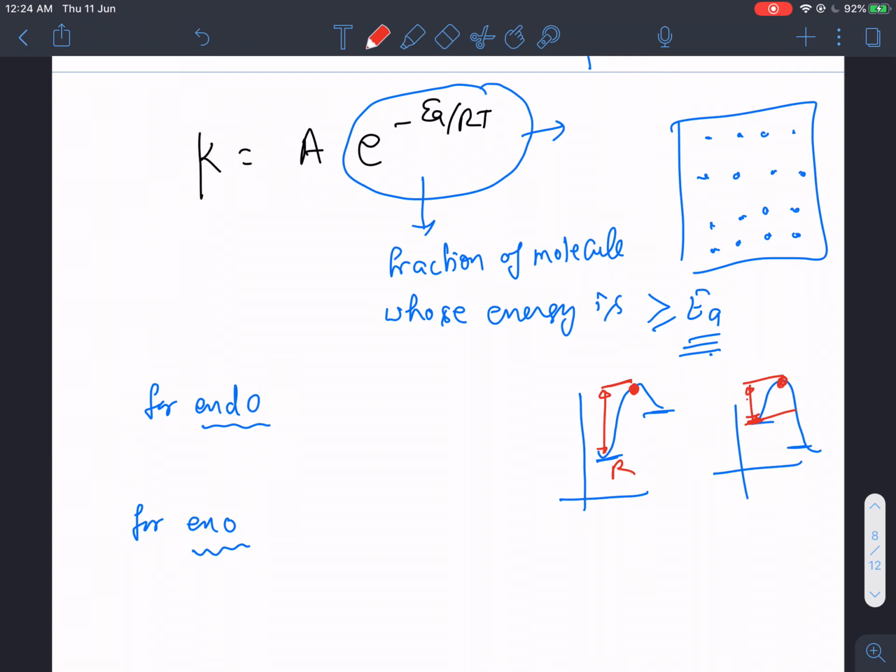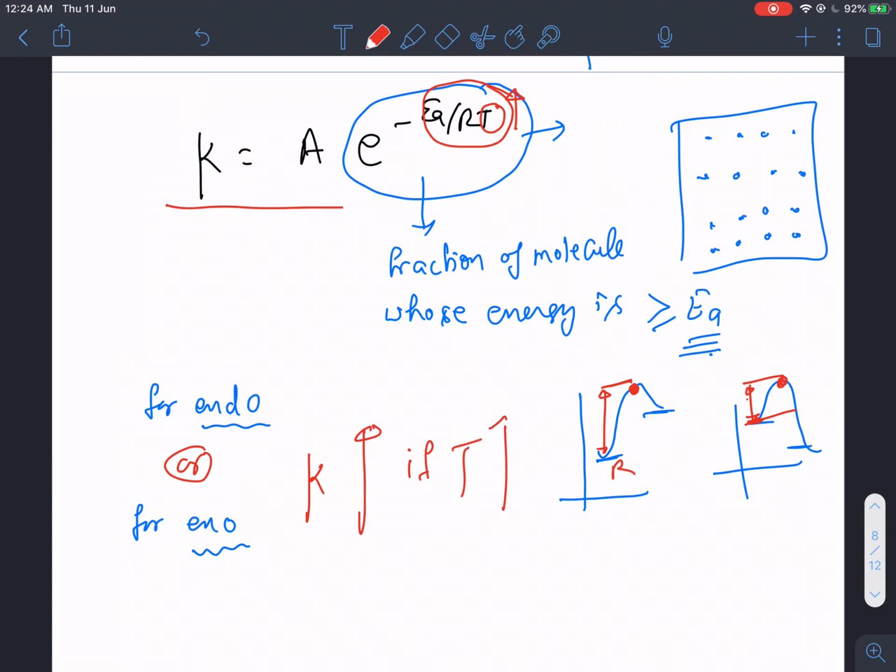So if EA is always positive and you are increasing temperature, what will happen? The overall value of the e to the power minus term will decrease in magnitude of the negative exponent, so the overall K value increases. So for endothermic or exothermic, K will always increase if temperature is increased. This is the most important point.